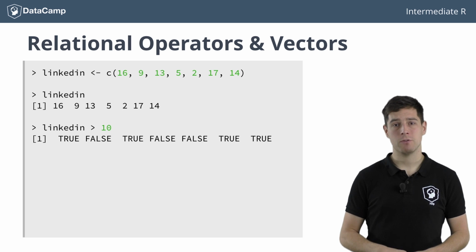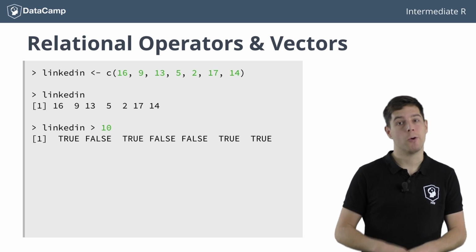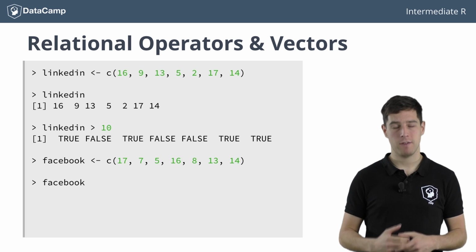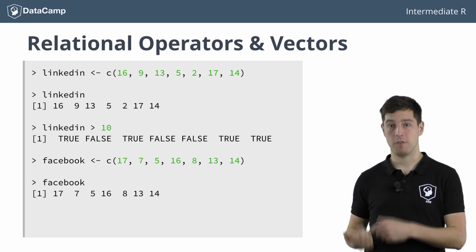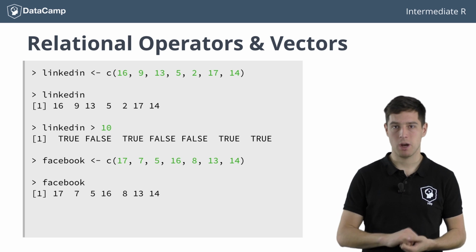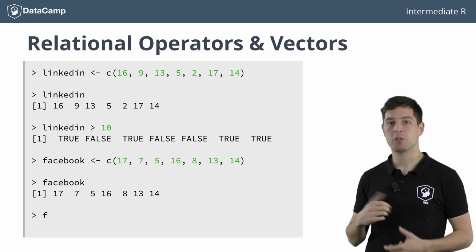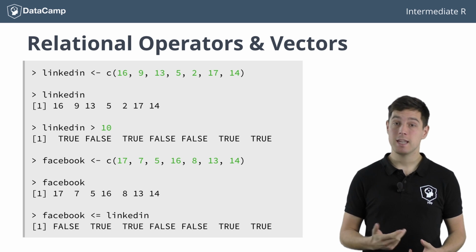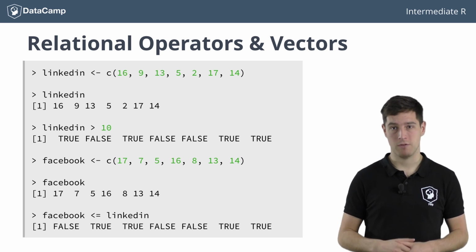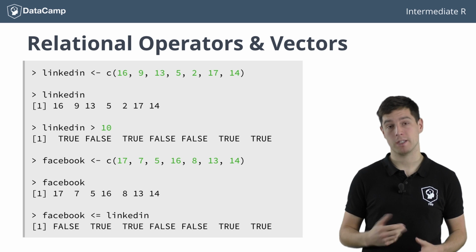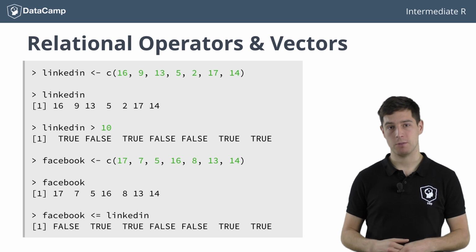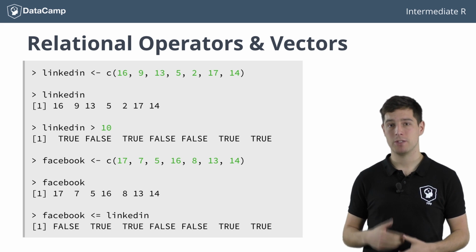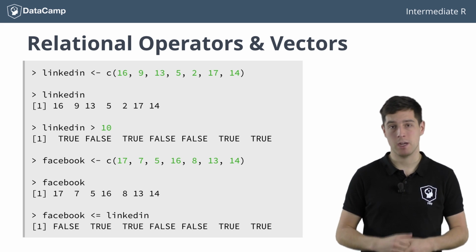You can also compare vectors to vectors. Suppose you also recorded the number of views your Facebook profile had the previous week and saved them in another vector, facebook. When are the number of Facebook views less than or equal to the number of LinkedIn views? The following expression shows us how to calculate this. Does this make sense? In this case, the comparison is done for every element of the vector, one by one. For example, on the third day, the number of Facebook views is 5, and the number of LinkedIn views is 13. The comparison evaluates to TRUE, as 5 is smaller than or equal to 13.